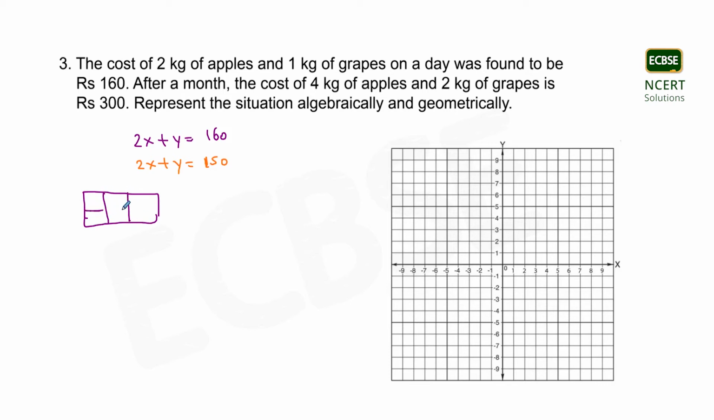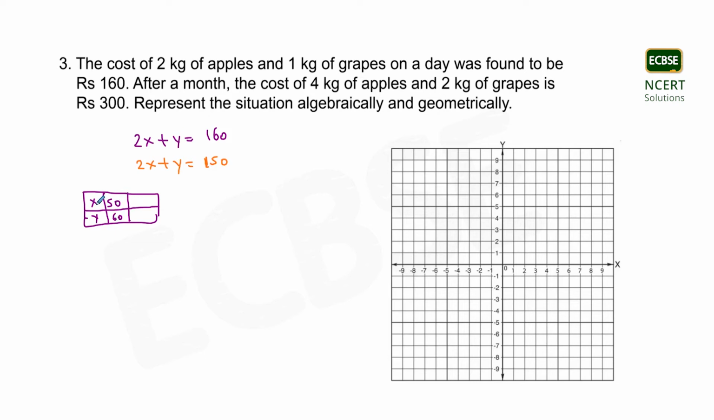Drawing the table between the variables x and y, we will first let the value of x be 50. You can take any value of x; there is no restriction on taking the value of x. Now putting this value of x in the first equation, the value of y comes out to be 60.